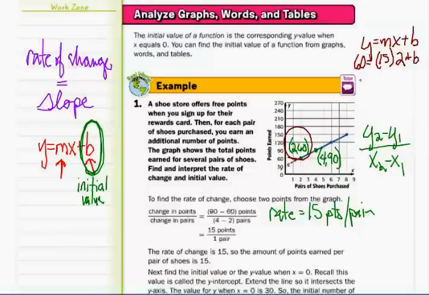So using a little algebra, we can do 60 equals 15 times 2, which is 30, plus b. Subtract 30 from both sides. B is actually equal to 30. So that is the initial value.